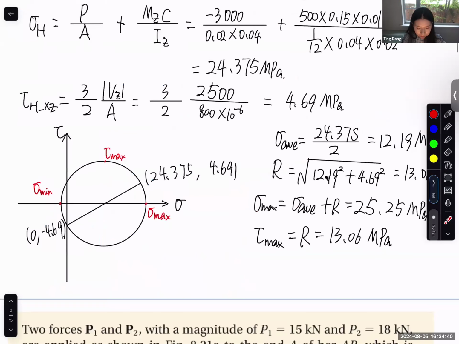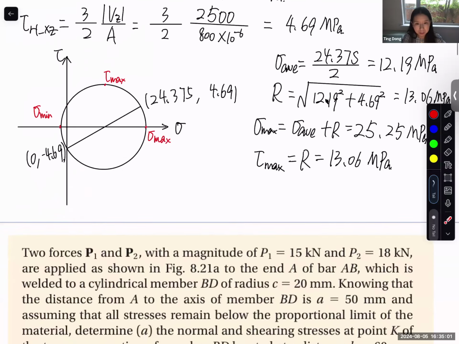But as I said, to avoid a lot of confusion in class, I only calculate the magnitude, and it does not affect our final calculation for finding the maximum and minimum. If you have a negative, you have a diameter point like this, and you have the same Mohr circle, the same maximum and minimum principal stress, and the same maximum shear stress.